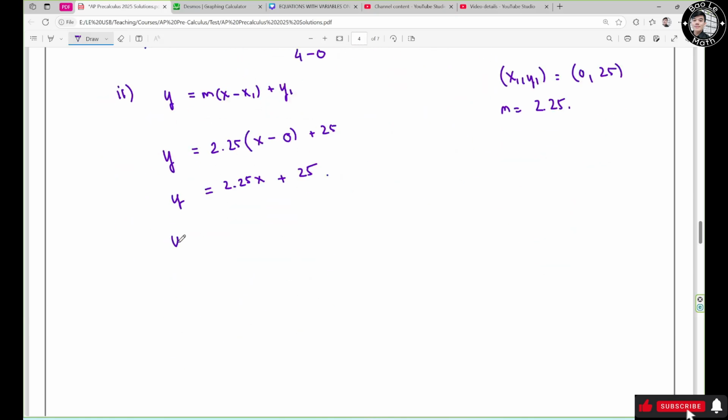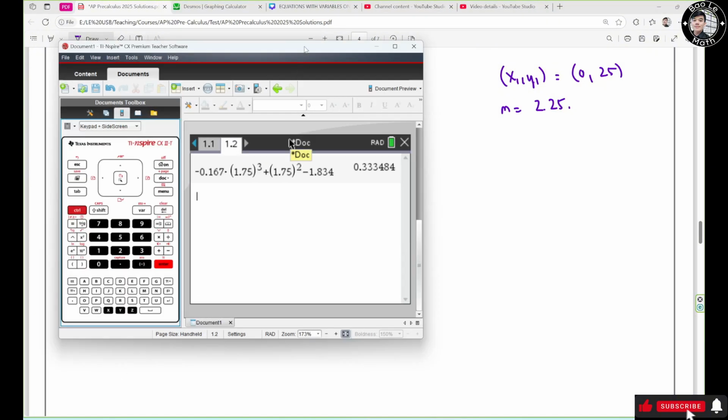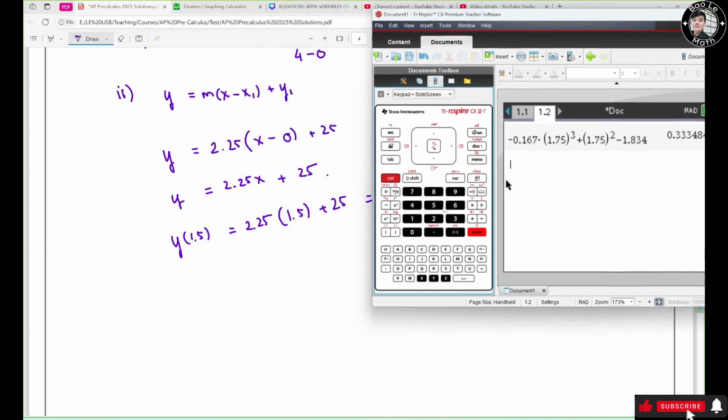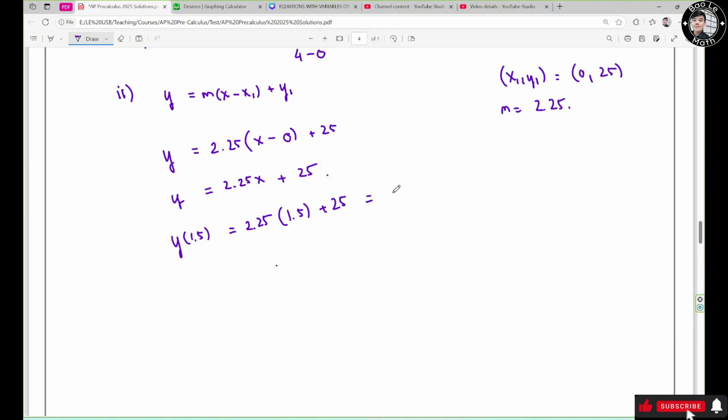Now I need to evaluate y of 1.5. It's going to be 2.25 times 1.5 plus 25, right? So I pull up the calculator. I have 2.25 times 1.5 plus 25. Hit enter. The answer is 28.375.